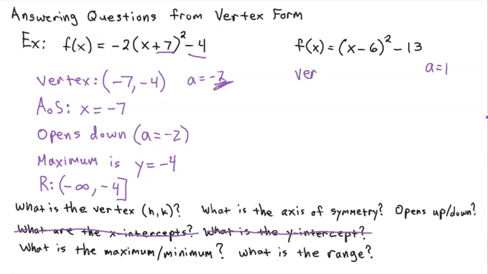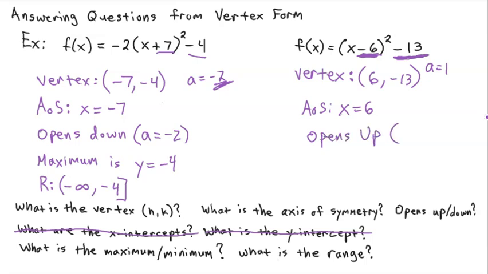All right, well, let's start with the vertex. And remember that the vertex is based on h and k, all right? So the vertex is the opposite of what you see here. So it's not -6, it's +6. And it's exactly what you see here, which is -13. So the vertex is at (6, -13). The axis of symmetry is going to be x equals 6. This one opens up.